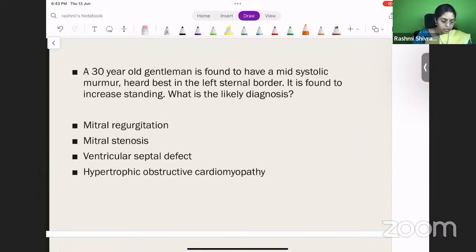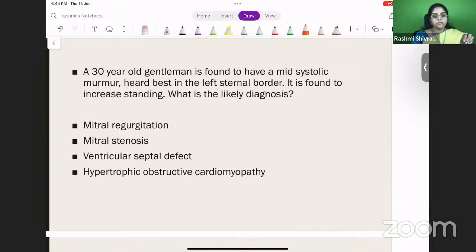A 30-year-old gentleman is found to have a mid-systolic murmur, heard best at the left sternal border. It is found to increase on standing. What is the likely diagnosis for this patient? Is it mitral regurgitation, mitral stenosis, ventricular septal defect, or hypertrophic obstructive cardiomyopathy?